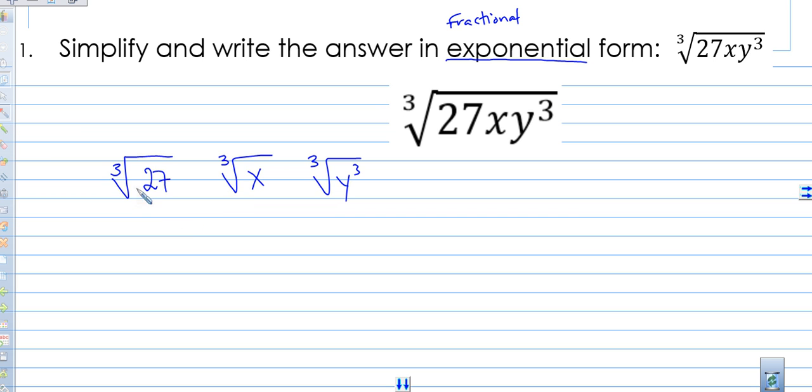The third root of 27 is asking what to the third power will give us 27, or what times itself 3 times will give us that. So if you go down the list, 1 times 1 times 1 is 1, 2 times 2 times 2 is 8, 3 times 3 times 3 is 9 times 3, which is 27. So then this all becomes 3. That's how you do the numbers. You just want to try to see what will go into it.